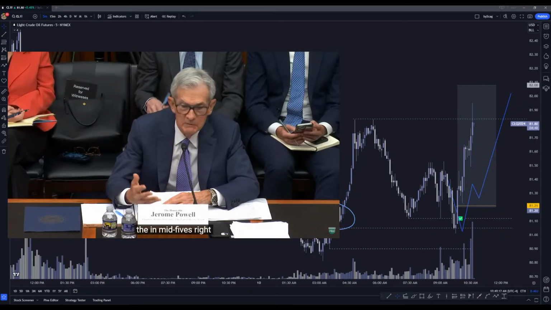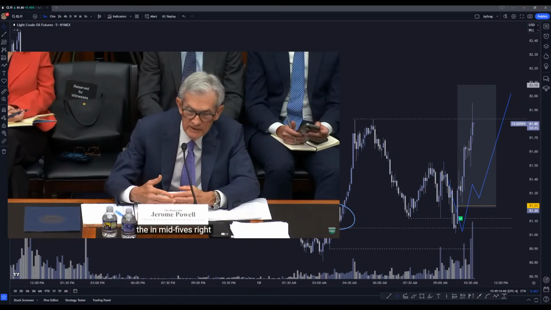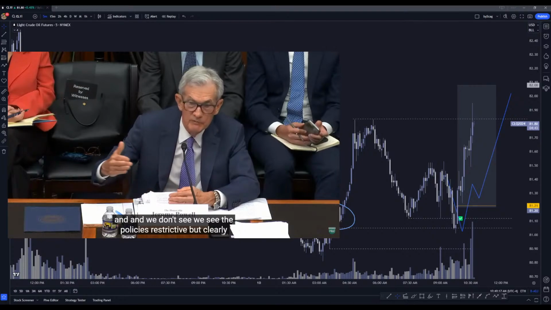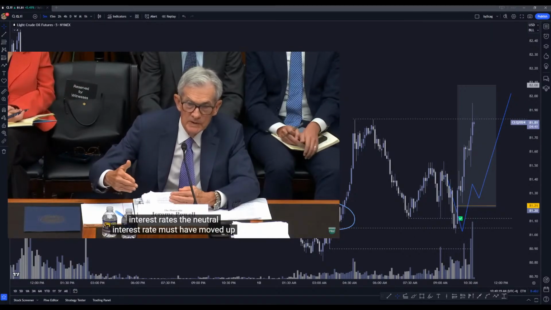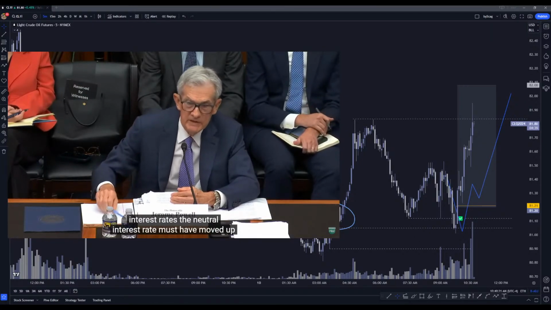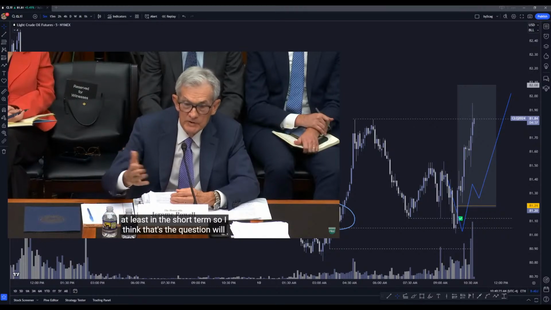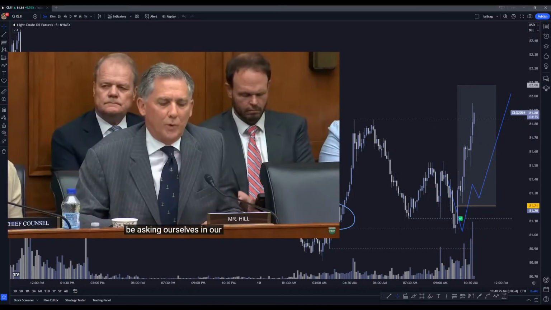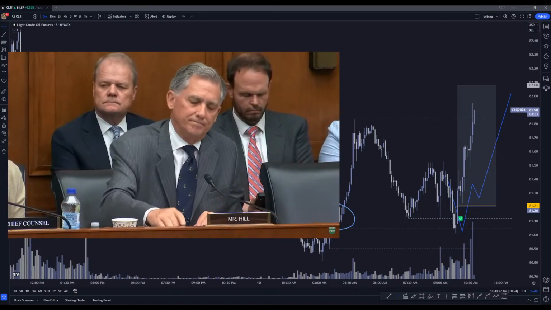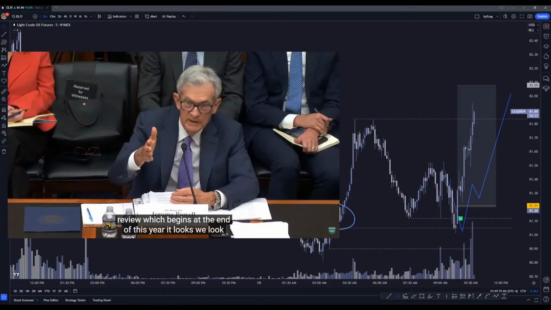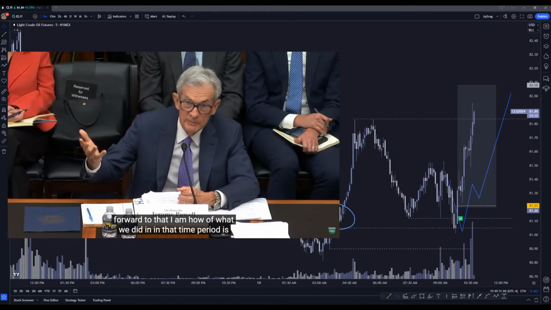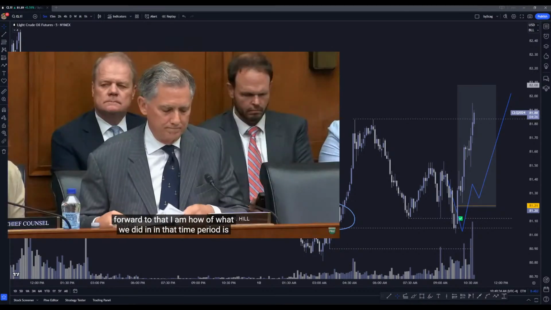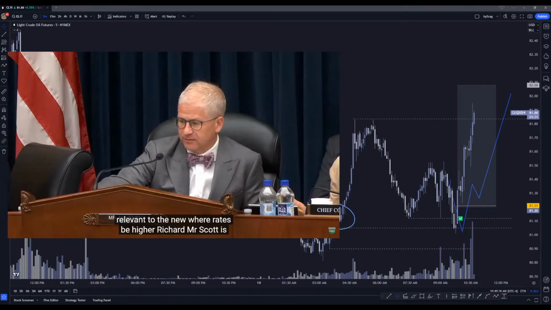And we see the policy is restrictive, but clearly the neutral interest rate must have moved up, at least in the short term. So I think that's the question we'll be asking ourselves in our review, which begins at the end of this year. We look forward to that. Now you did go back, Chairman, to how much of what we did in that time period is relevant to the new world where rates appear to be higher. The gentleman from Georgia, Mr. Scott, is recognized for 5 minutes.